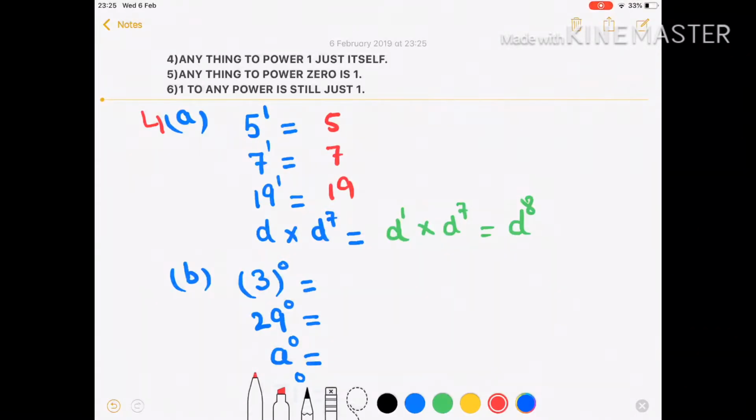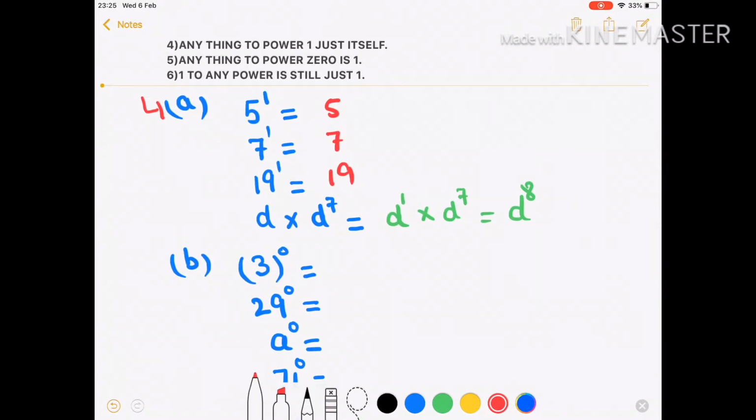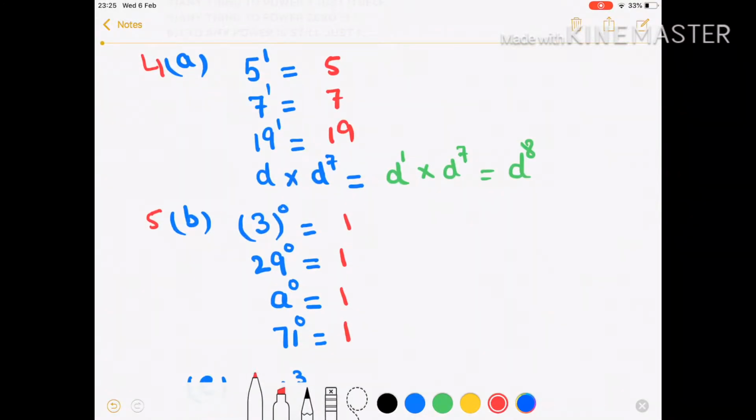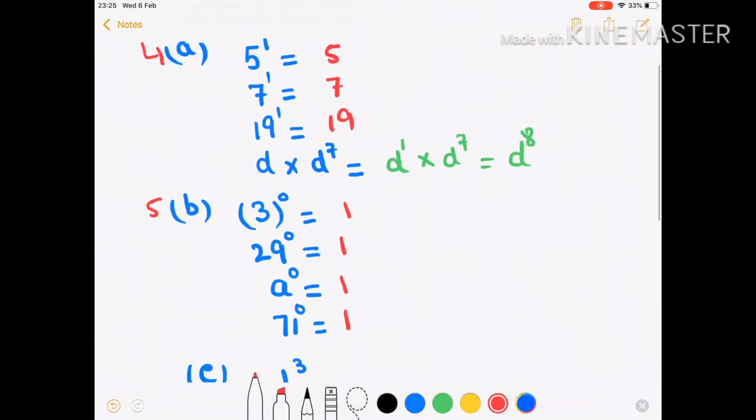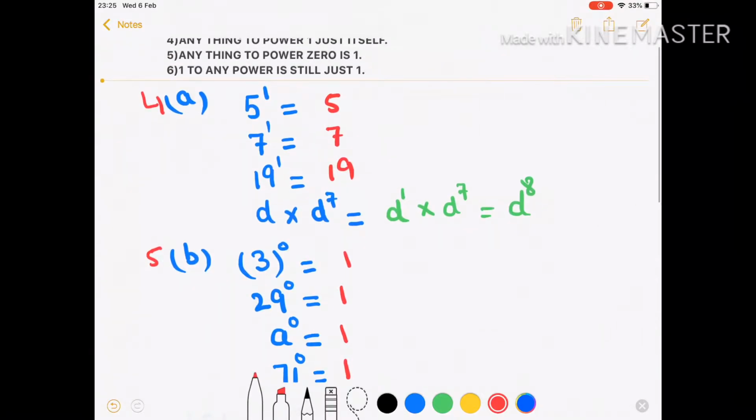So now rule number 5. Anything to the power 0 is 1. So anything to the power 0: 3 to the power 0 is 1, 29 to the power 0 is 1, 8 to the power 0 is 1, 71 to the power 0 is 1. Anything to the power 0 is 1.